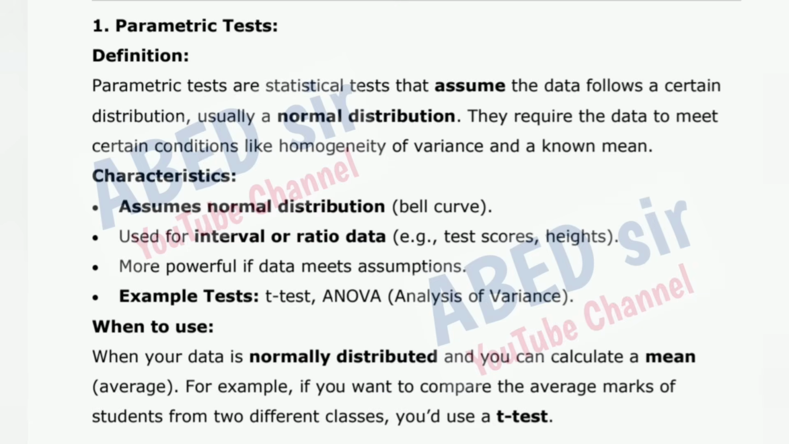Characteristics. Assumes normal distribution, bell curve. Used for interval or ratio data, example, test scores, heights. More powerful if data meets assumptions. Example tests, t-test, ANOVA, analysis of variance. When to use. When your data is normally distributed and you can calculate a mean, average. For example, if you want to compare the average marks of students from 2 different classes, you'd use a t-test.